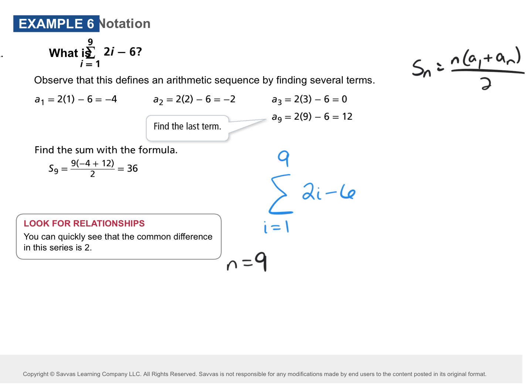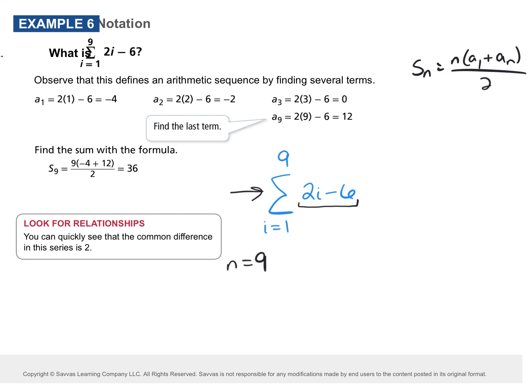We found n. Now we need to find a1. How should we find a1 if this is all the information that we have? What do we think? It's 2. Hint, hint. How can I use this? It's like 2i minus 6.